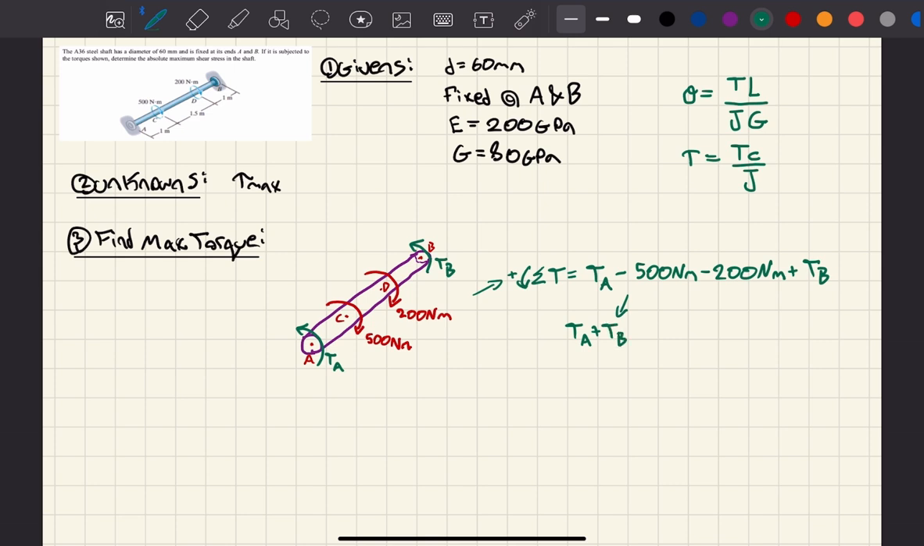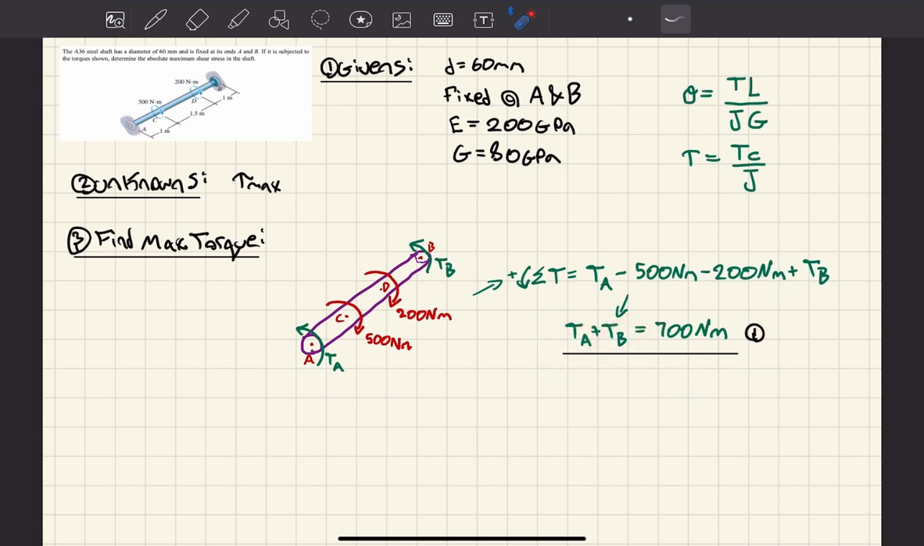So my torque at wall A and my torque at wall B is equal to a value of 700 Newton meters. Beautiful stuff, but not that beautiful just yet. Why is that? Well, if I call this my equation 1, if you think back to axial deformation and axial loadings, we have a statically indeterminate problem, right? We have two unknowns in one equation, right? Why do we even need to find TA and TB?